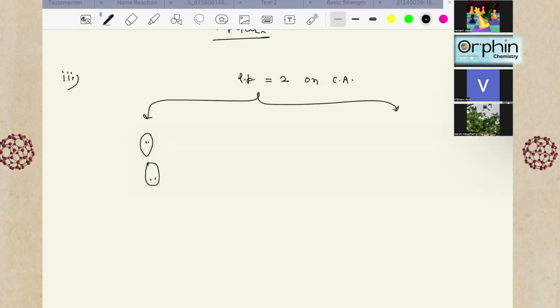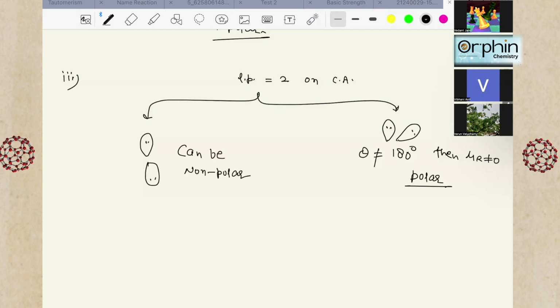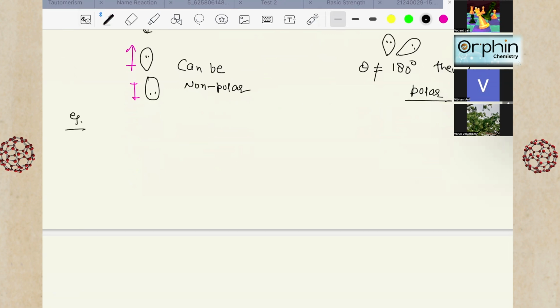But suppose lone pairs are not at 180 degrees, then that can never be 0. If the lone pairs are not at 180 degrees, then the dipole moment of the lone pairs is not going to be cancelled anyway, right? Then the resultant dipole moment is not 0. It must be polar. This one can be non-polar, because dipoles of lone pairs are cancelling each other. I am taking both the cases. Let us see XeF4.